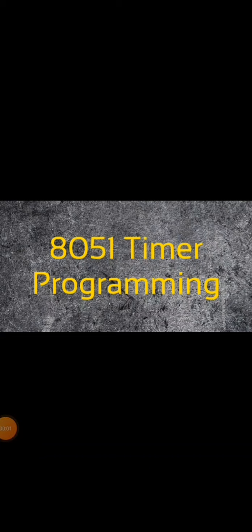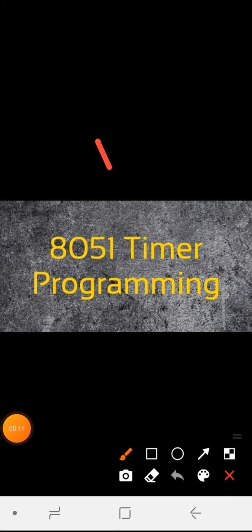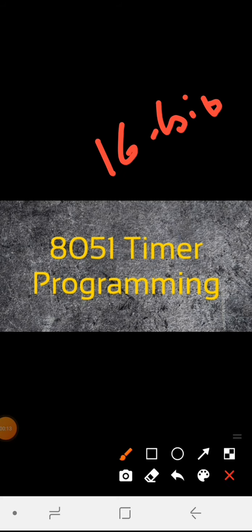Everyone, let's discuss the 8051 timers in this session. We know the 8051 architecture has two timers, timer 0 and timer 1, which are 16-bit registers, whereas the 8051 architecture supports 8-bit information. Therefore, these two registers we are using are 16-bit each.